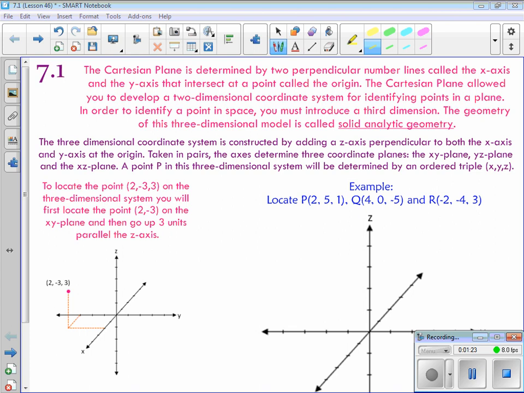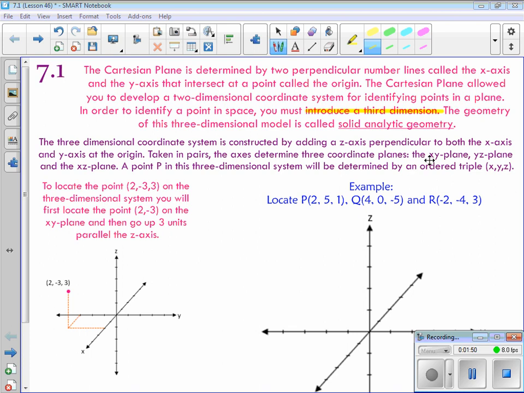Okay, so highlighting a couple things, we're obviously introducing a third dimension. And it's called solid analytic geometry. You don't need to highlight it, it's already underlined. Okay, it says the three-dimensional coordinate system is constructed by adding a z-axis perpendicular to the x and y. Taken in pairs, the axes determine 3 coordinate planes.